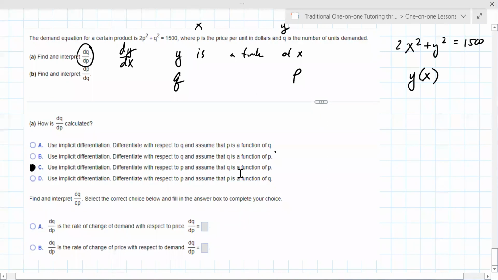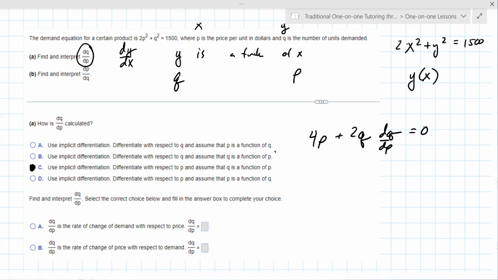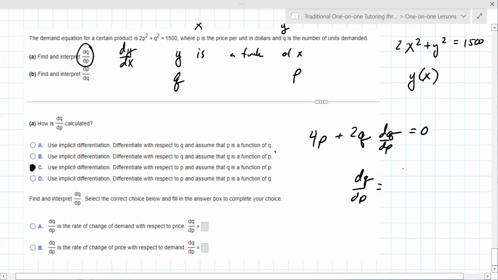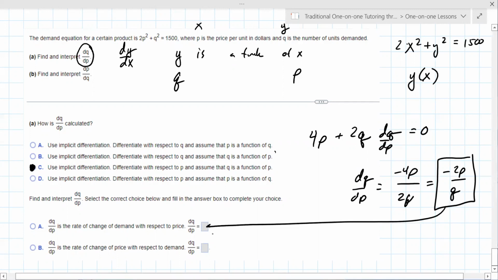Okay, so now as far as how to proceed here, we're just going to go straightforward, just like we've been doing. Assume that p is really x, so it's 4p plus 2q dq/dp equals 0, and then you solve for dq/dp. So your dq/dp ends up equaling minus 4p over 2q, which is minus 2p over q. So this is your correct answer. Which one does it go in? It's the rate of change of demand with respect to price, so it goes in this top one.